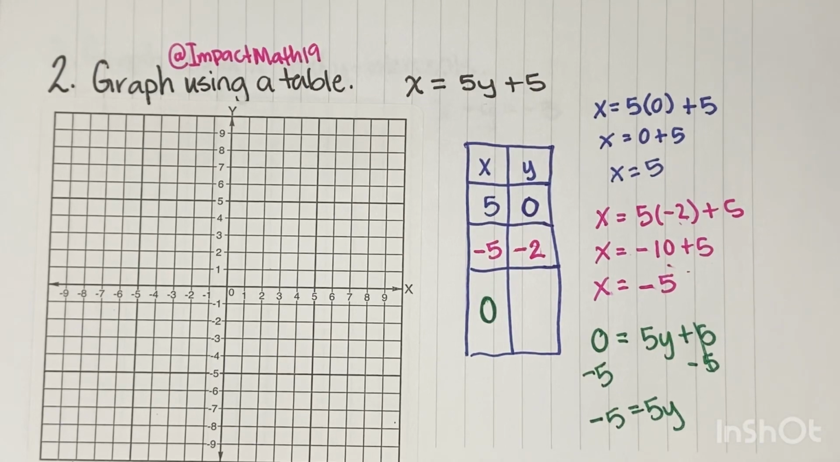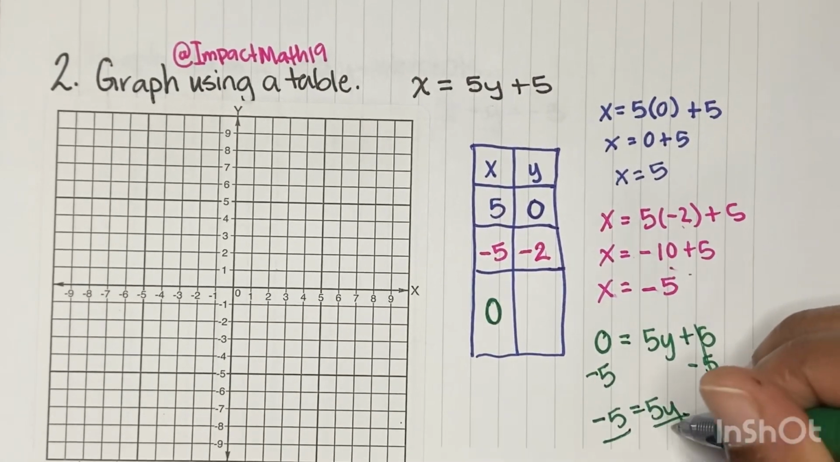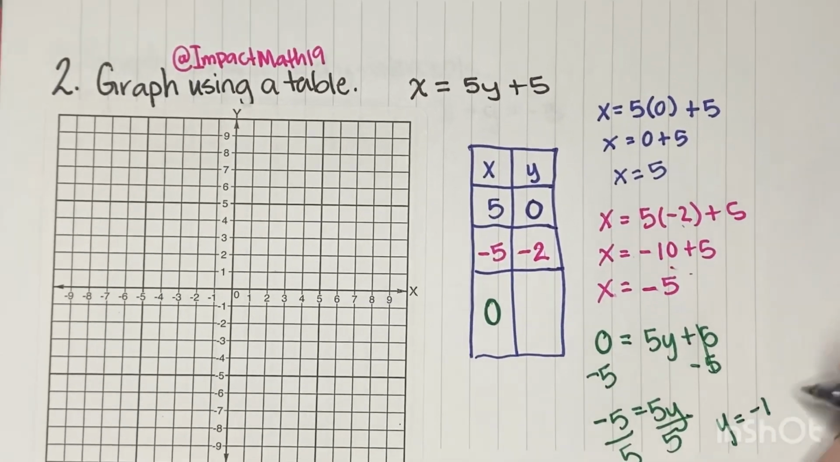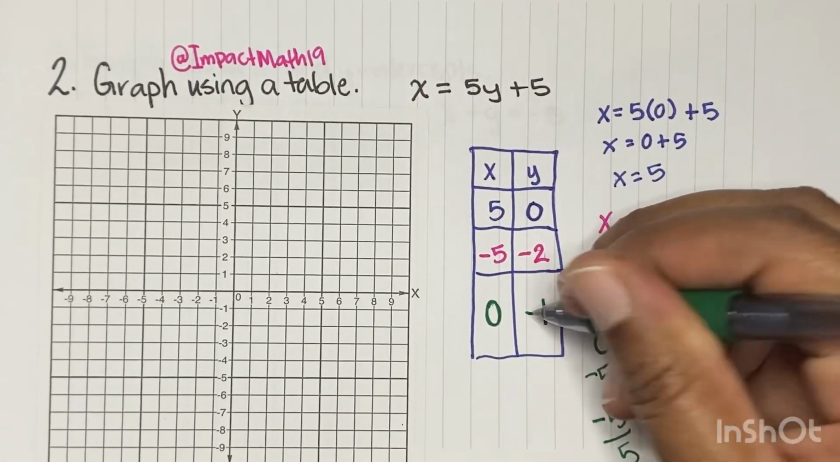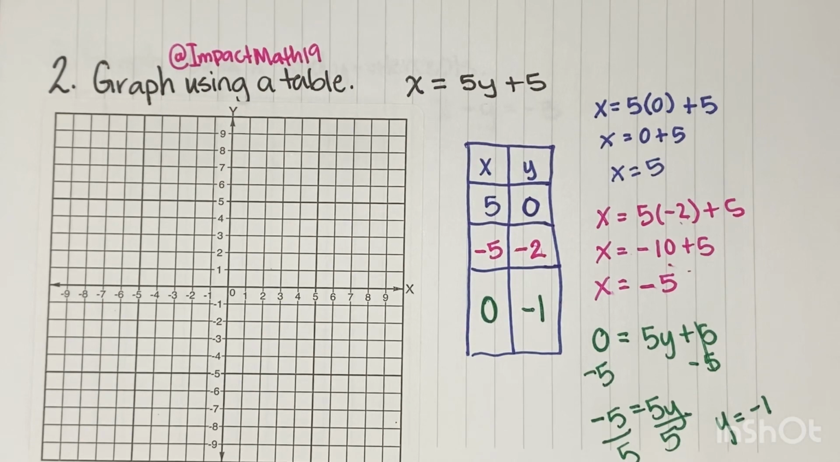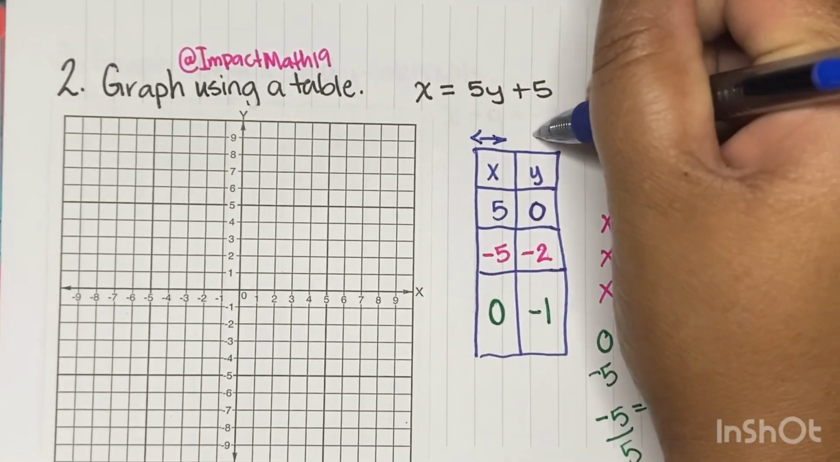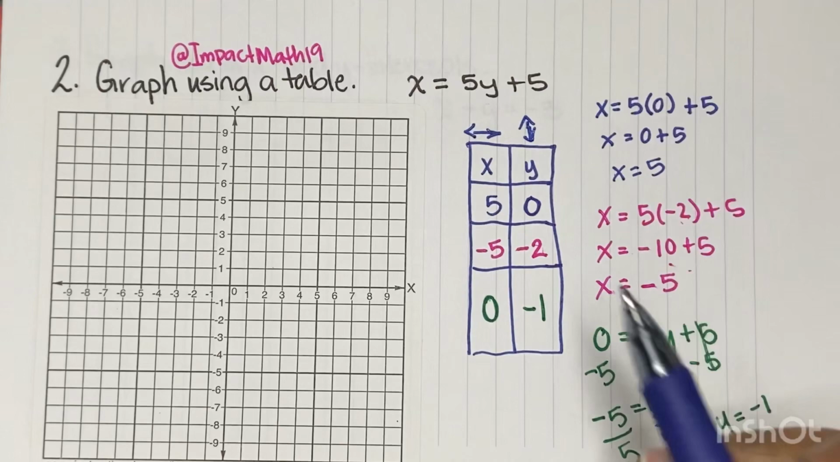How do we get y by itself? Divide both sides by 5, and we get y equals negative 1. And we'll have negative 1 here. So now let's go to plot, right? So you remember when you plot your x, you're going left or right, and then you're going up and down here. So what do I mean?